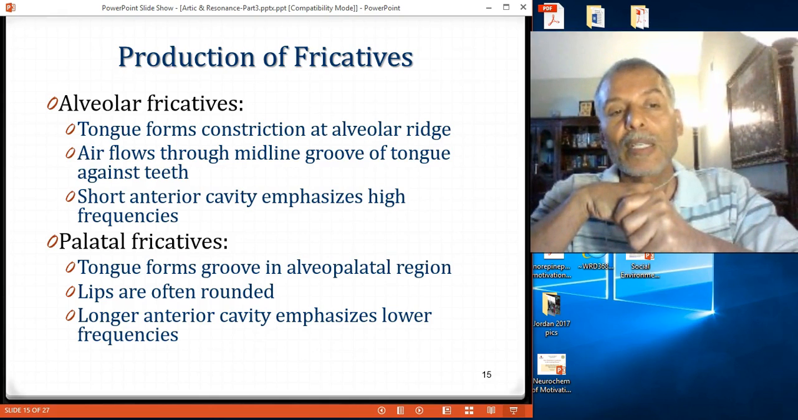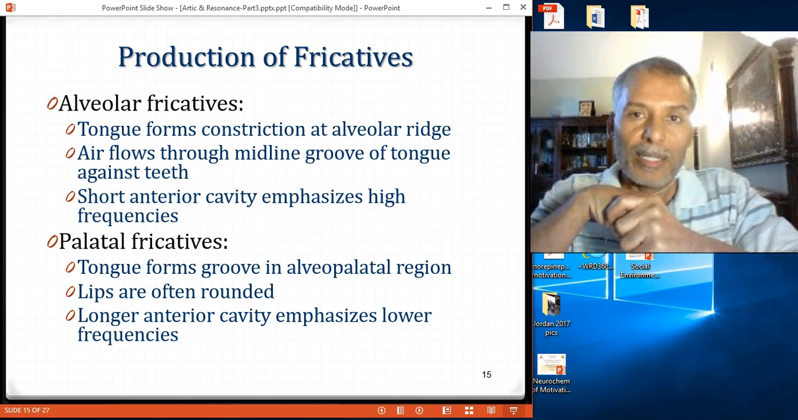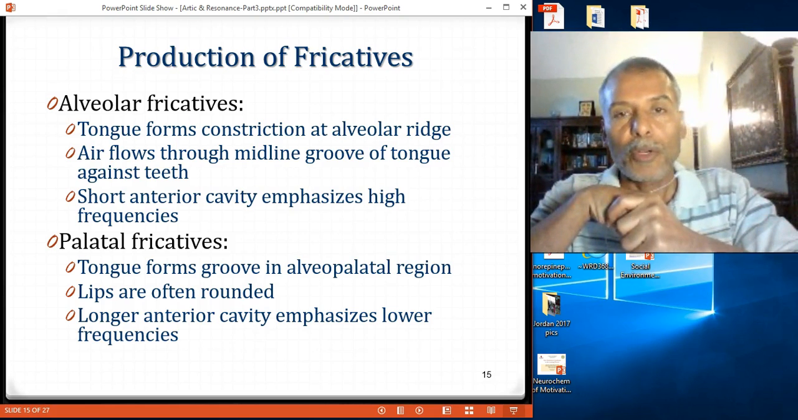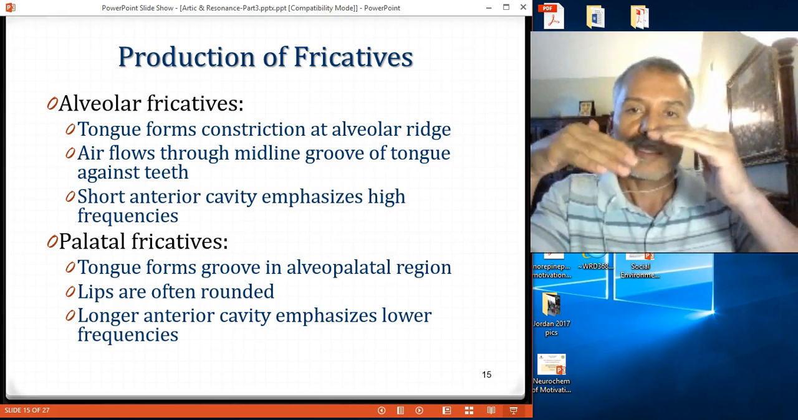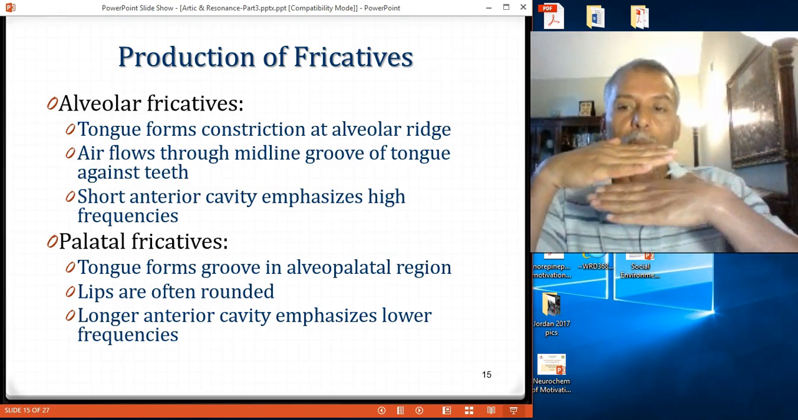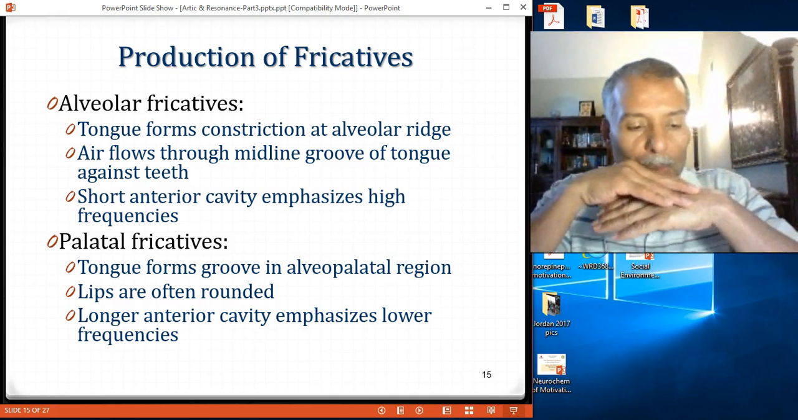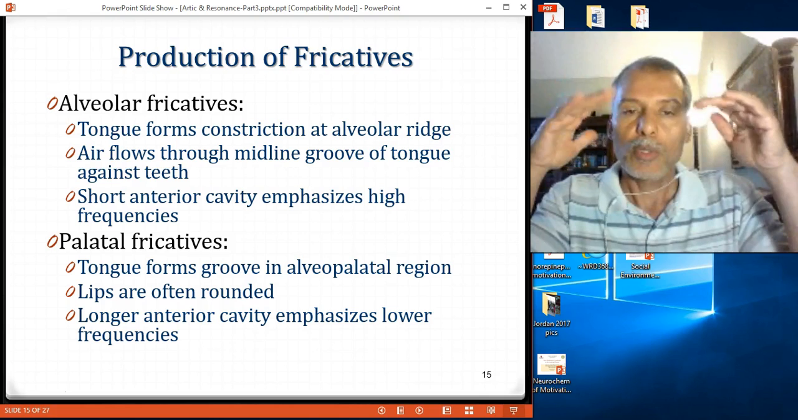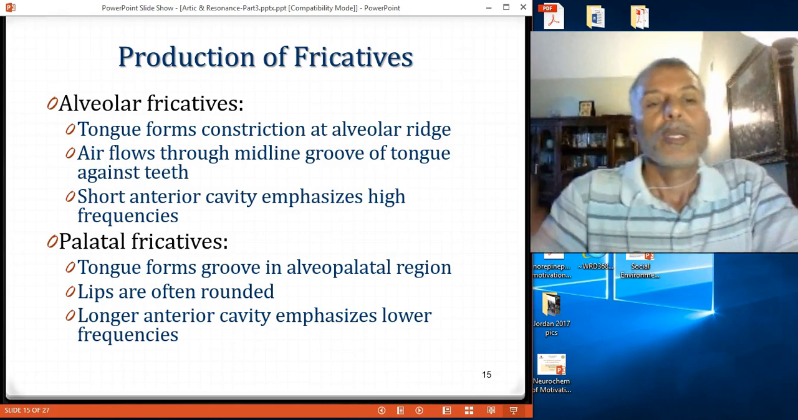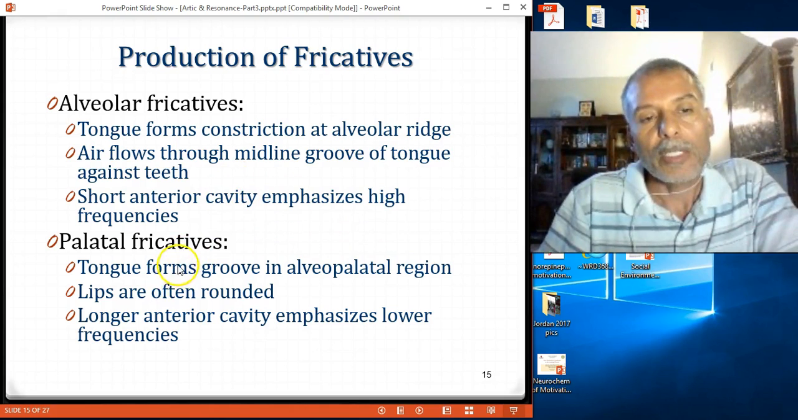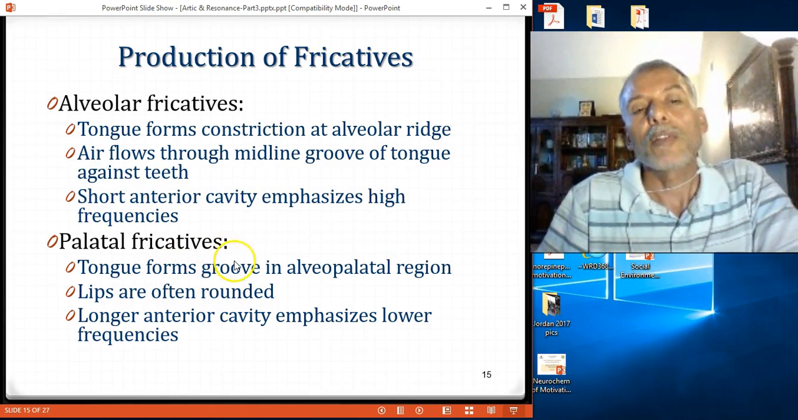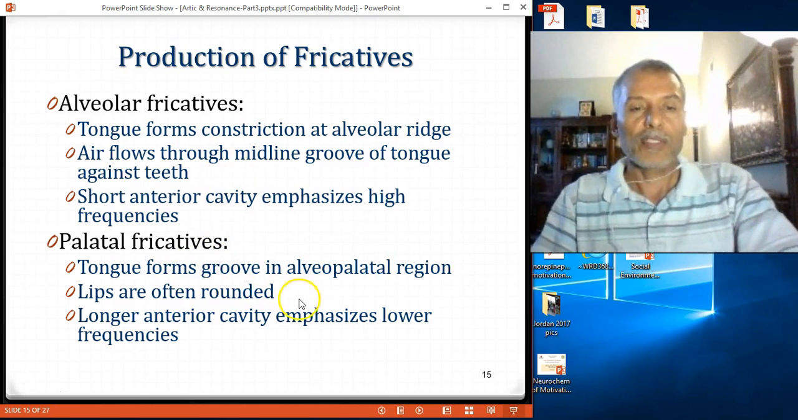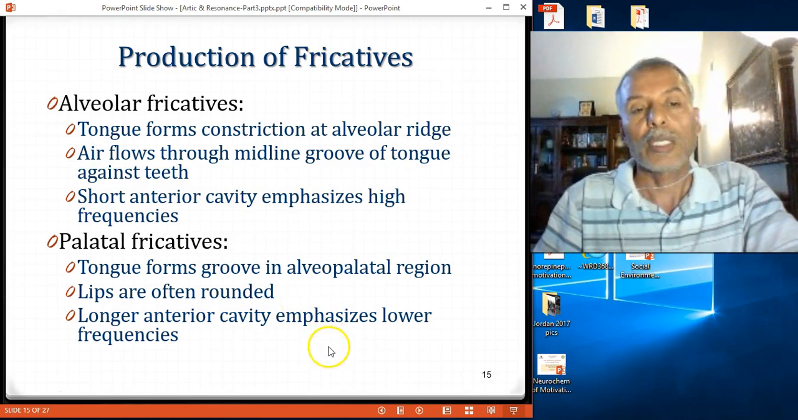palatal fricatives lower than alveolars. If you have a larger cavity, the relationship between frequency and cavity goes in opposite ways. When volume is bigger, frequency goes lower, and the opposite is true. So this is why the palatal fricatives sh and j have lower frequency than the alveolar fricative sounds. That's a very important thing that you need to understand.